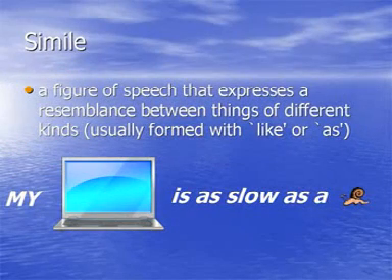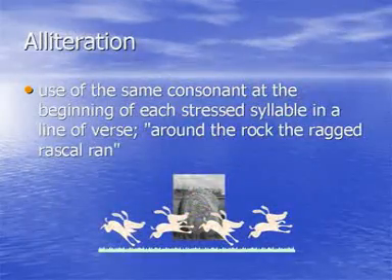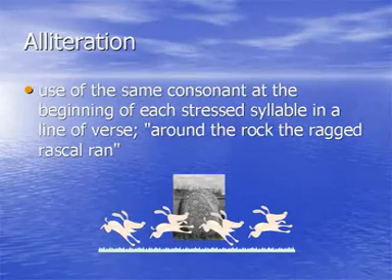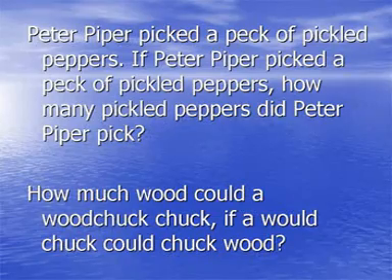The simile is similar to a metaphor, except the reference or phrase often uses like or as, such as saying, "My computer is as slow as a snail." Alliteration is the use of the same consonant at the beginning of words in a line of verse, such as "Around the rock the ragged rascal ran." Tongue twisters are perfect examples of alliteration.